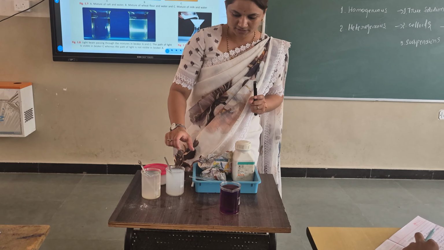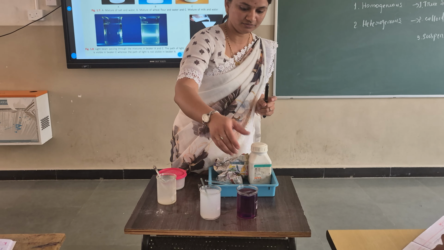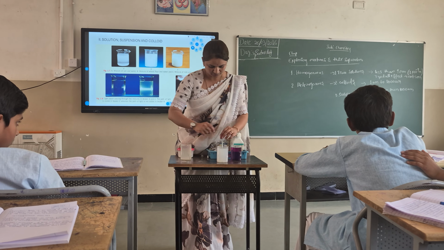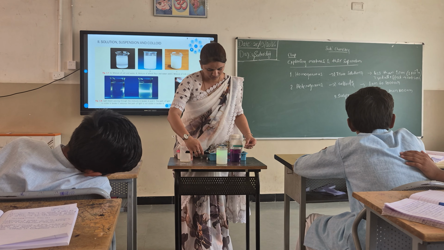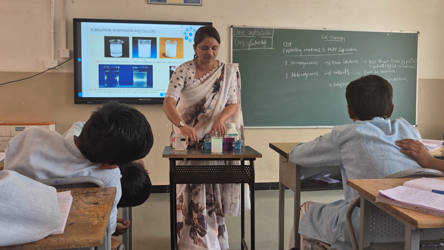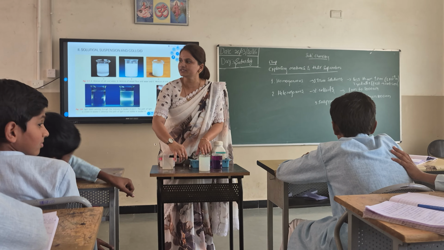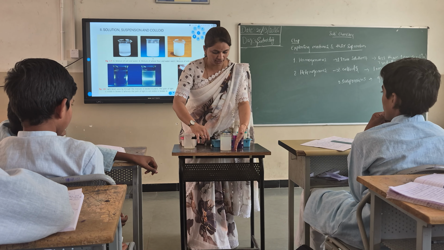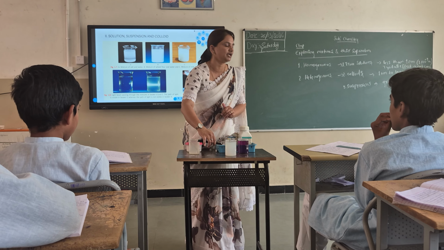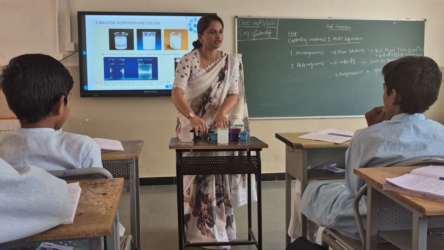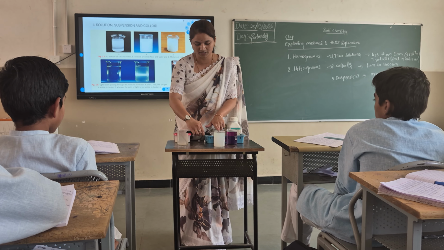Okay. Second, in the colloidal solution, you observe that the path of light is visible. It means the particle size is sufficient to scatter the light, because the size of the particles is slightly greater. So it is scattering light. The colloidal solution is scattering light. The path of light can be seen in colloids. So in colloids we can see the Tyndall effect.